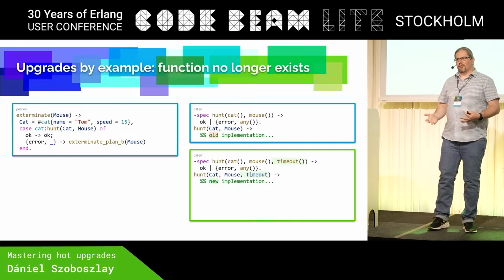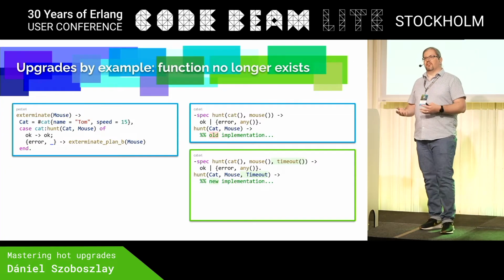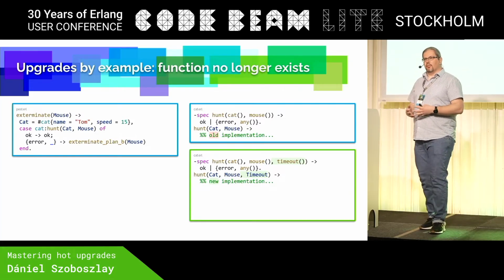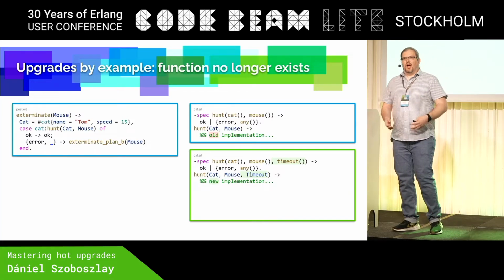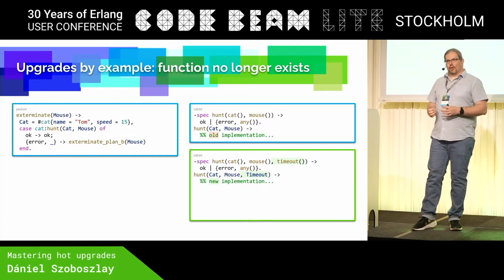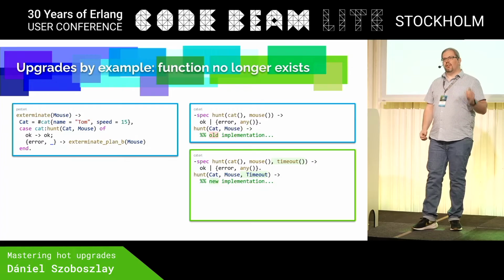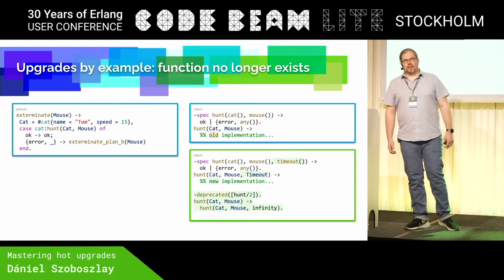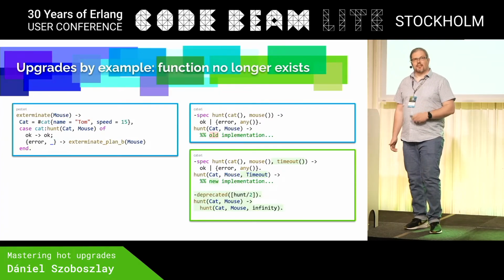The first thing that could go wrong is cat:hunt/2 doesn't even exist. Because, for example, you changed its arity or you refactored the code and moved it into a separate module. This is such a common issue that I would make it the first rule of thumb of hot upgrades. Do not ever remove an exported function that is still used by the old version of the code. Keep it around as deprecated for one more release, like this.